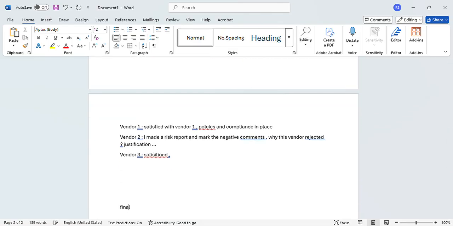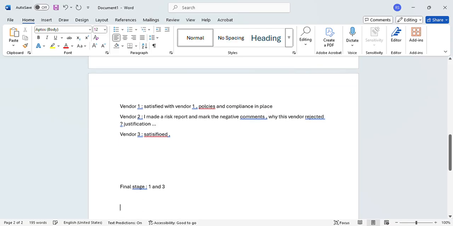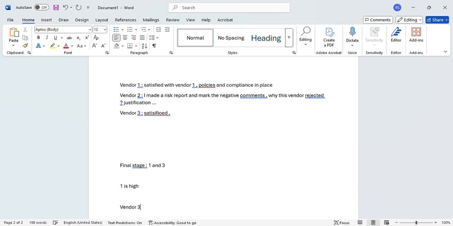So at the final stage, guys, I have two vendors, vendor 1 and vendor number 3. But the budget level, for example, the budget level of vendor 1 is high. Because I also need to focus on the budget part, I selected vendor number 3. Vendor number 3 has onboarded. Why? Because of the budget parts. Although they fulfill all the requests, the budget of vendor 1 is high. That's why I go for vendor number 3.